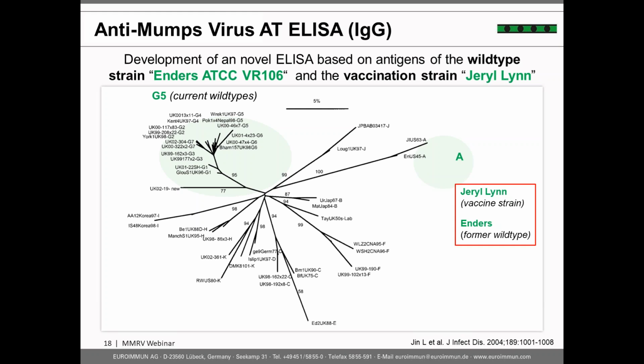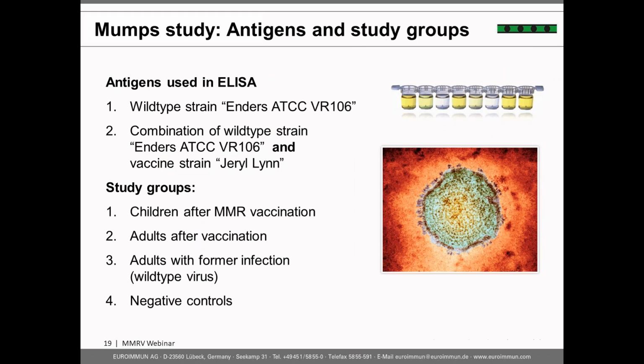And to test that notion, we compared the wild type strain ELISA with only the Andes antigen to the combination of the wild type strain with the added vaccination strain, which is the Gerald-Lin. Those two tests were compared in different cohorts, including children after MMRV vaccination, adults after vaccination, and adults with former infections with a wild type virus, as well as negative controls.